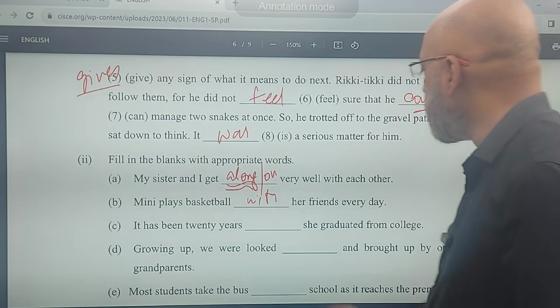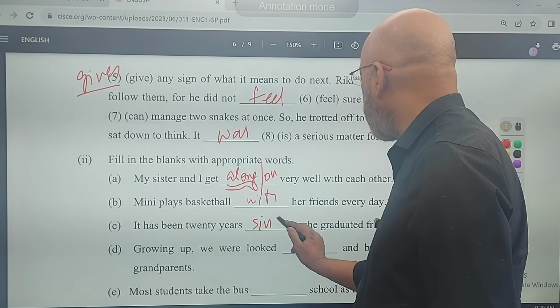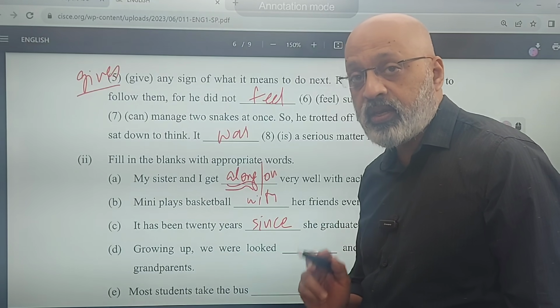It has been 20 years since. For, from, to, always remember this.